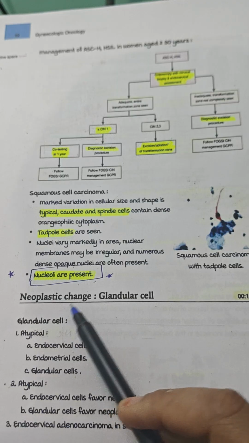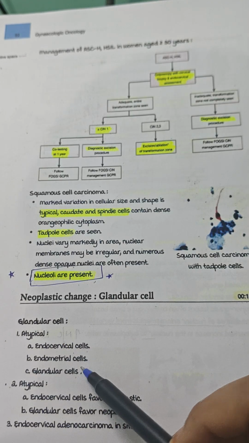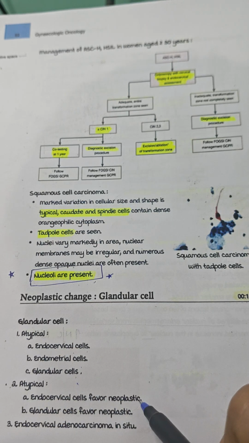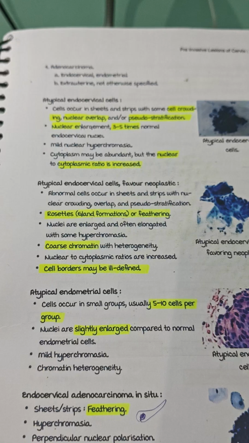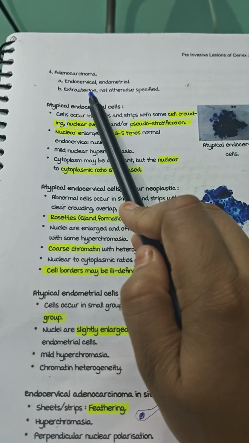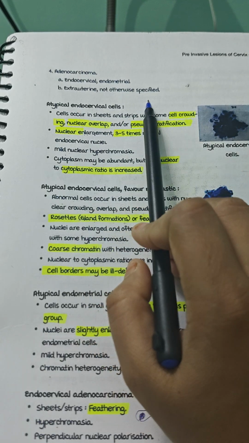Now, what are the neoplastic changes in the glandular cells? These can be atypical endocervical cells, endometrial cells, or glandular cells, or atypical endocervical cells favor neoplastic, or glandular cells favor neoplastic. Endocervical adenocarcinoma in situ is another entity. Fourth one is adenocarcinoma. It could be endocervical or endometrial or extrauterine in origin, or not otherwise specified.